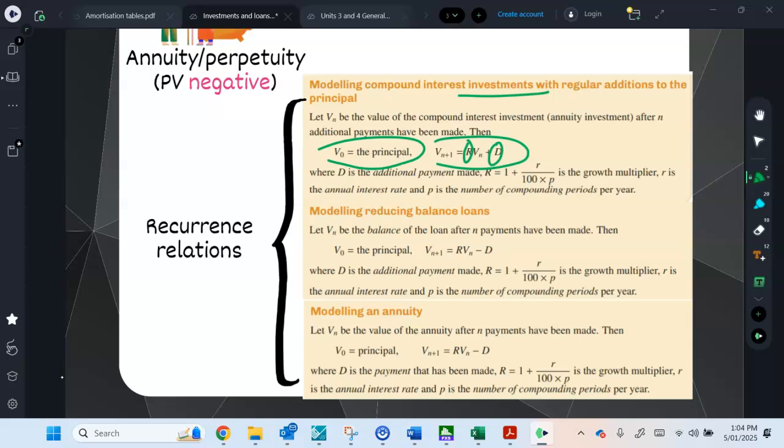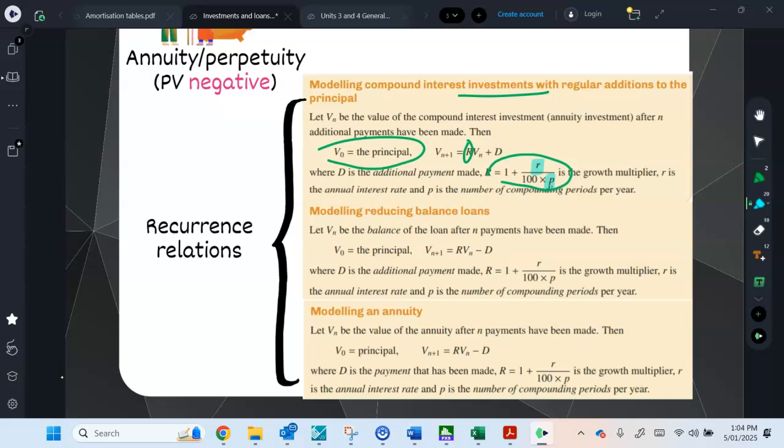So in the case of financial maths, R is circling too many things. I'm going to be circling the whole page in a sec. Let's just get rid of that. R is calculated, or capital R, I should say, your common ratio is calculated by this. So little r is your annual interest rate, and P is your compounding periods.